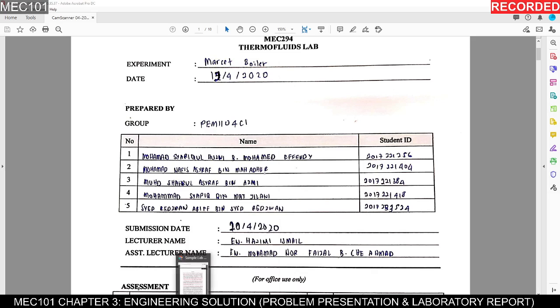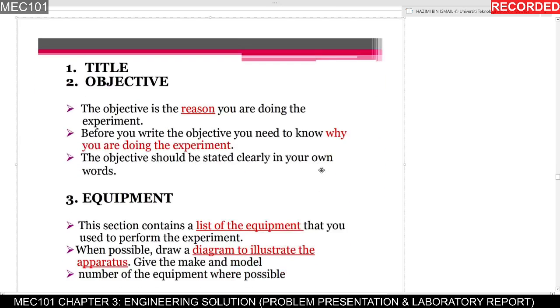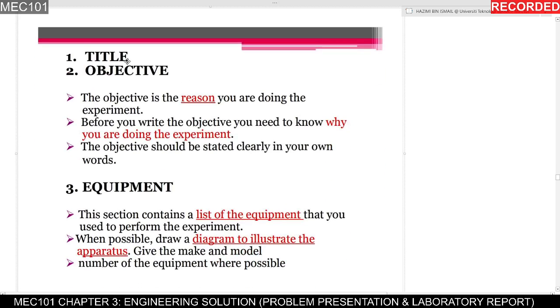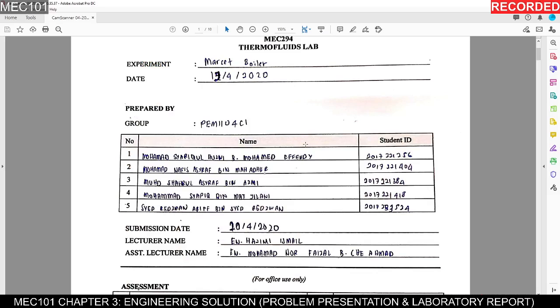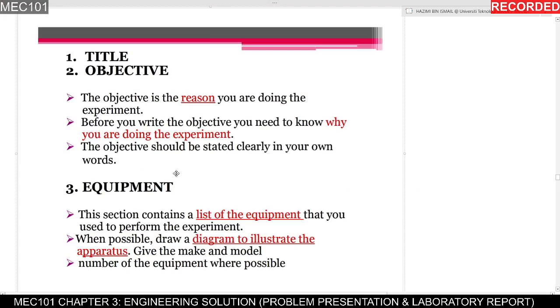Okay, so that's for the cover page. Let's continue with the title. Okay, title is simple, just put the title. Let's say in this experiment, the title itself is the Marset boiler experiments. Okay, simple as that. And the objective, okay, the objective is the reason you are doing the experiments.